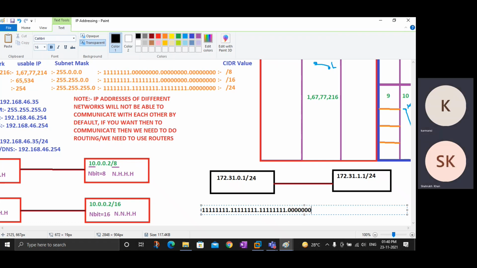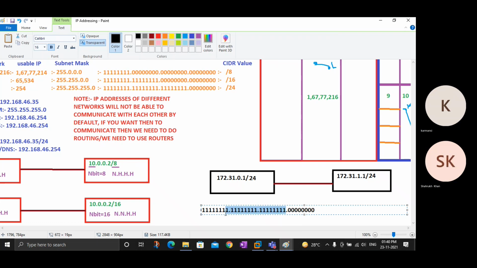Yeah, it's a class C. 3 network blocks. Network blocks will always be 1 in the subnet mask. Host block will always be 0 in the subnet mask. Or you can say the network bits will always be 1 in the subnet mask and the host bits will be 0.